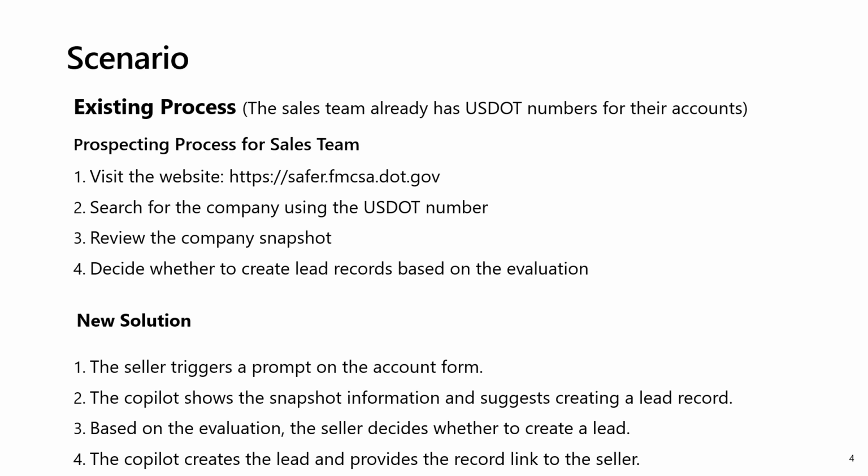In a new solution, the seller will go to Dynamics 365. On the account form, they call a prompt. The Copilot will display the snapshot information and then also suggest if they want to create a lead record. So based on their evaluation, if the seller decides to create a lead, the Copilot will create a lead and provide the record link to the seller in the Copilot chat window. In the new solution, the seller doesn't have to go to an external website and create the lead manually.